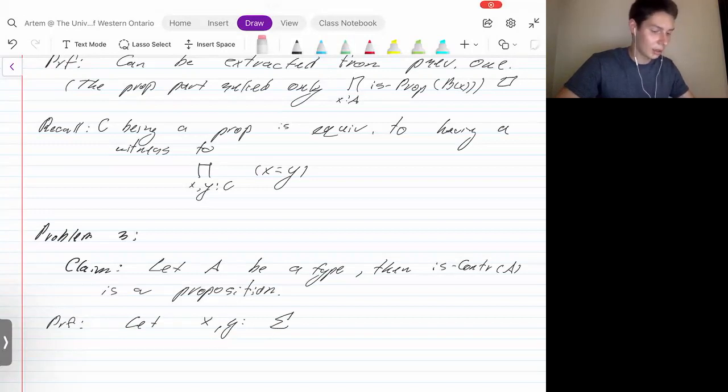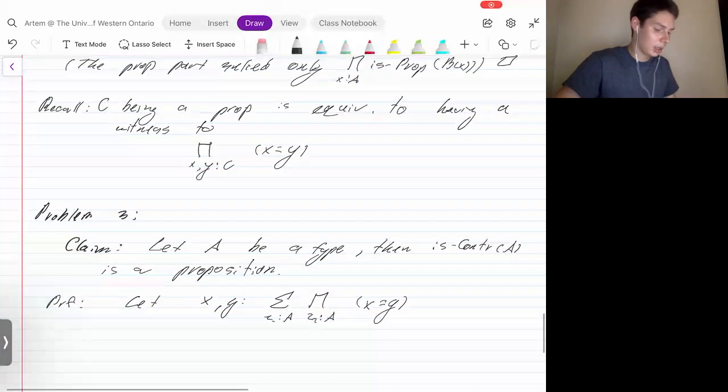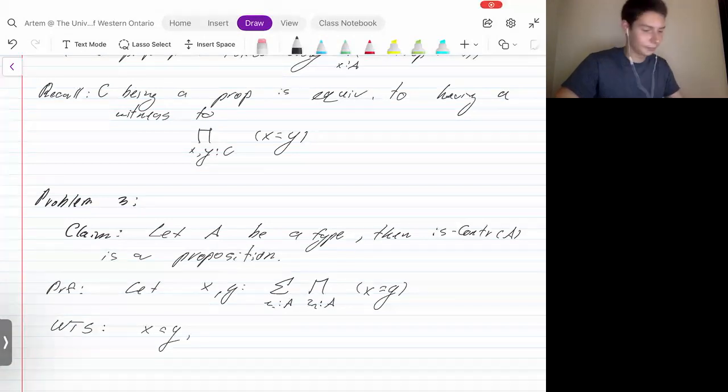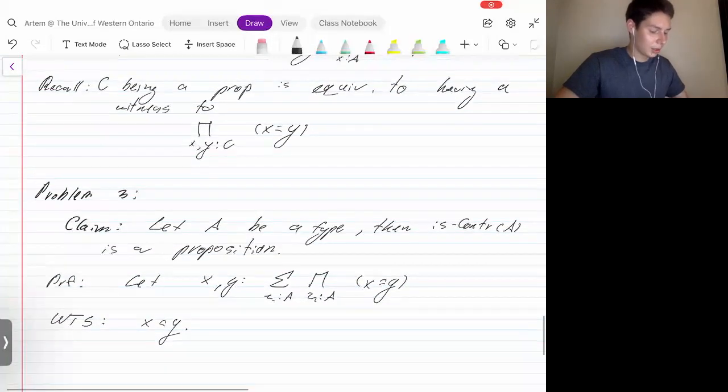Let's say Z1 in A for all Z2 in A, X equals Y. So our goal is to show that X is going to be equal to Y.